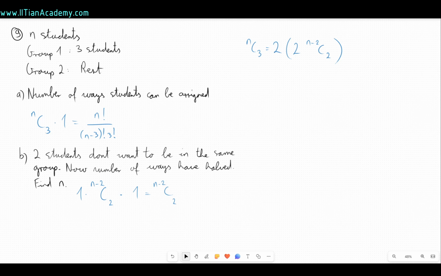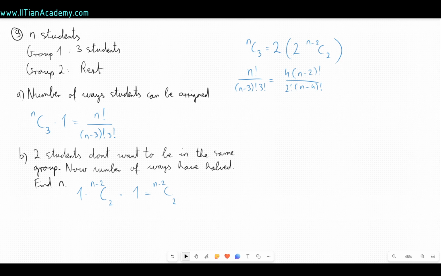So let's write this out factorially. So this will be n factorial divided by n minus 3 factorial times 3 factorial. And then this is 4 times n minus 2 factorial over 2 factorial times n minus 4 factorial. So we need to do some simplification here. We could do this very quickly, but we could also write out what is happening here so that we understand.